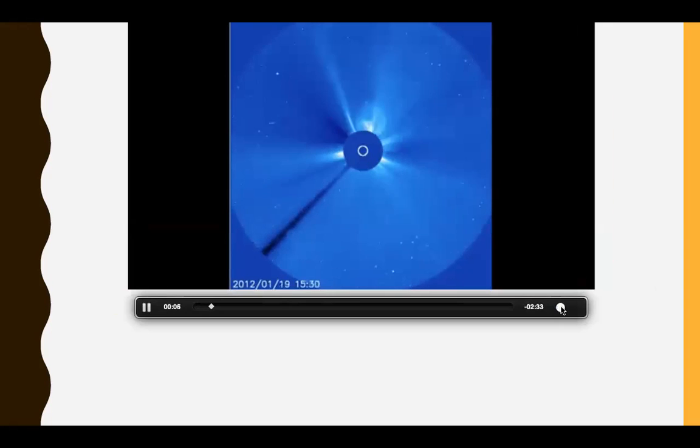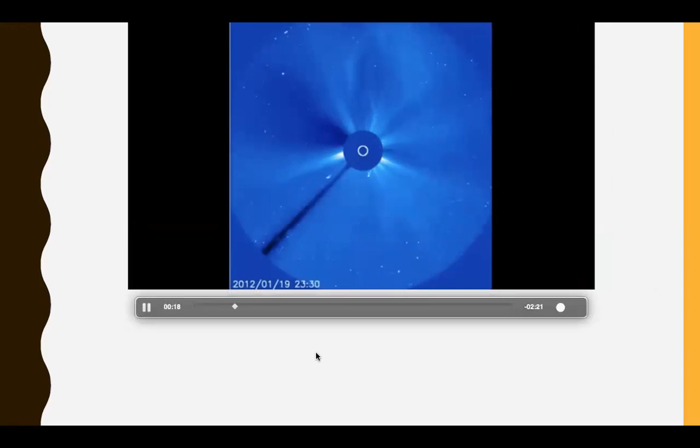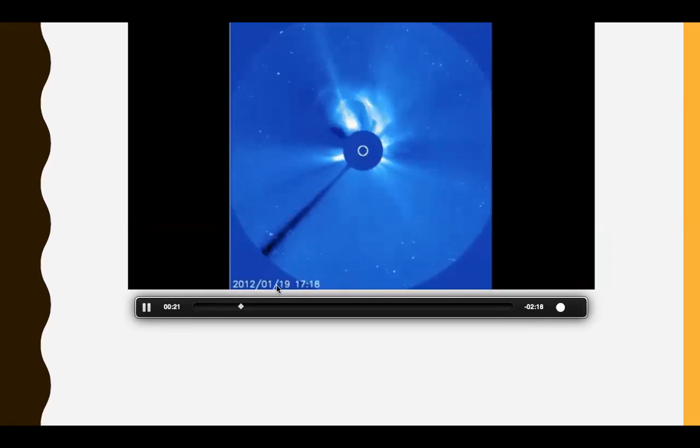I won't play this whole thing because it's just a bunch of coronal mass ejections one after another. But again, you can only see it if you cover up the body of the sun so that you can see the corona. And you see the timestamp down here. So these are occurring at different dates and times during 2012.